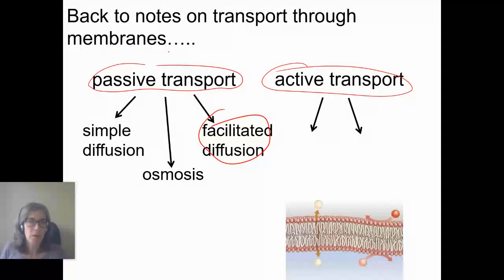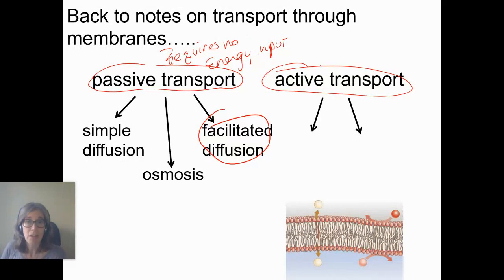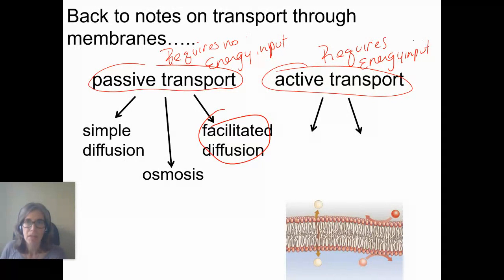Passive transport requires no energy input, as opposed to active transport that does require energy input. That energy input is usually in the form of ATP, but not always. But passive transport doesn't require that, and that's where we are today.